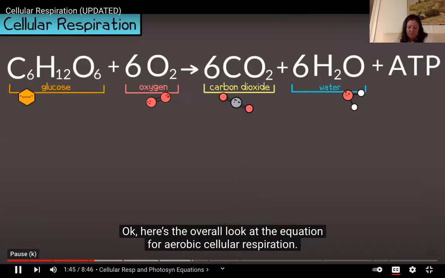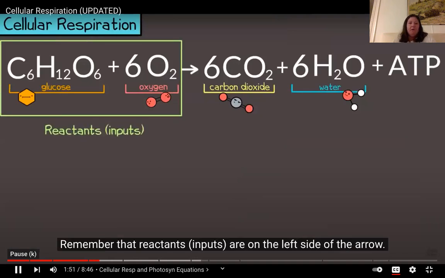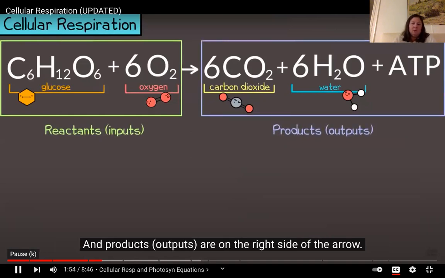Okay, here's the overall look at the equation for aerobic cellular respiration. Remember that reactants, inputs, are on the left side of the arrow, and products, outputs, are on the right side of the arrow. Okay, so let's go ahead and write down cellular respiration, chemical reaction. So we have C6H12O6, which is glucose, reacting with 6 oxygen molecules to produce 6 carbon dioxide molecules, 6 water molecules, plus ATP, which is what we are looking to make in cellular respiration. And I wrote before that the goal of cellular respiration is to make ATP. And there's the chemical reaction.